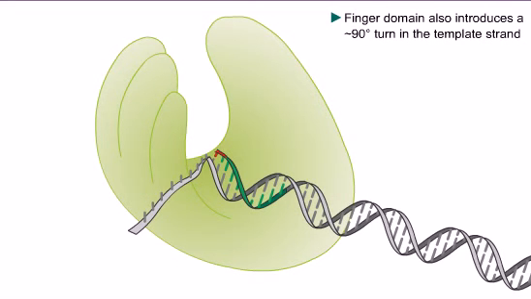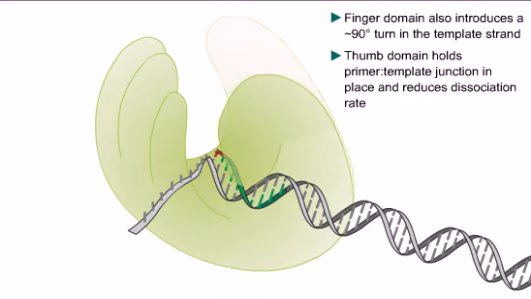The finger domain also associates with the template region, leading to a nearly 90-degree turn of the phosphodiester backbone of the template strand. The thumb domain interacts with recently synthesized DNA, serving to maintain the correct position of the primer-template junction and reduce the rate of dissociation of the polymerase from the substrate.